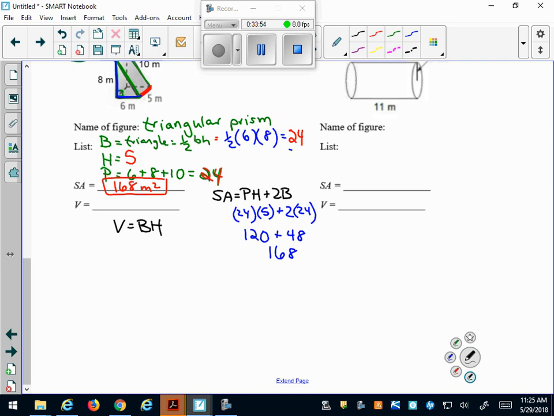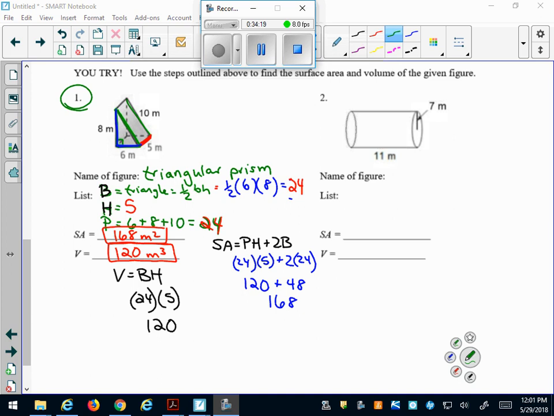Volume is capital BH. Again, all we have to do is pull from our list now. Our capital B and our H. Capital B is 24. H is 5. That's 120. So our volume, 120. And since it's volume, it's cubic meters.